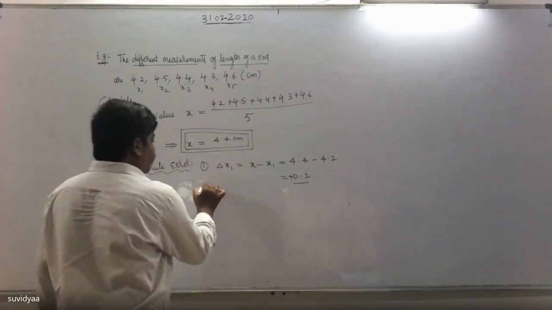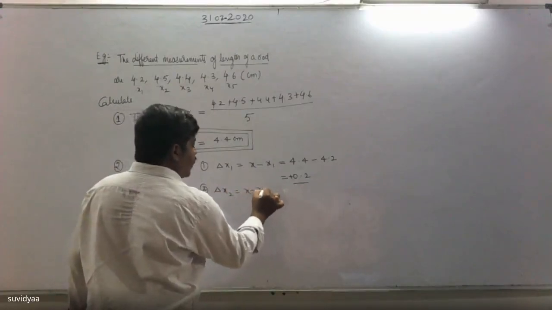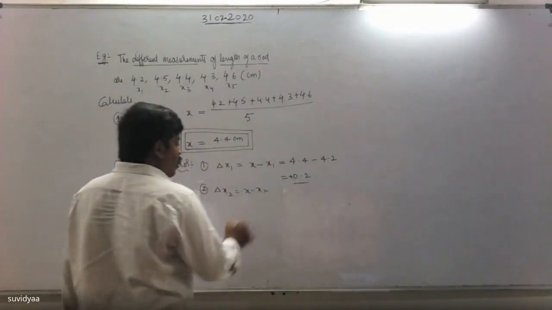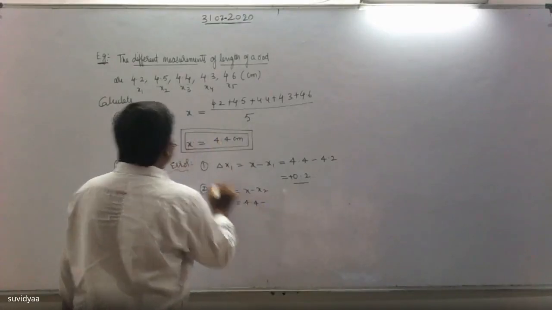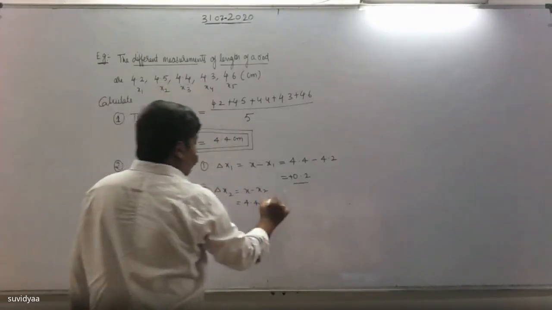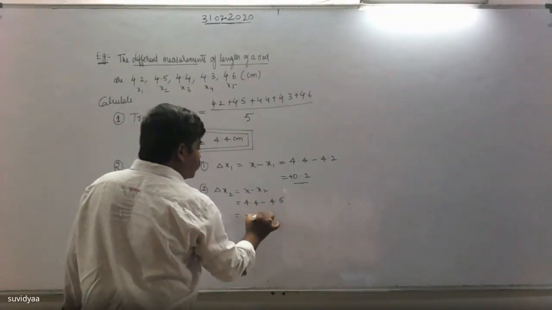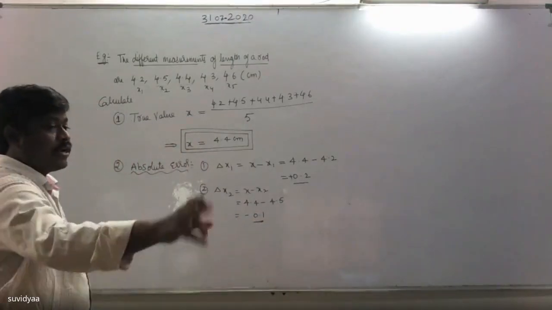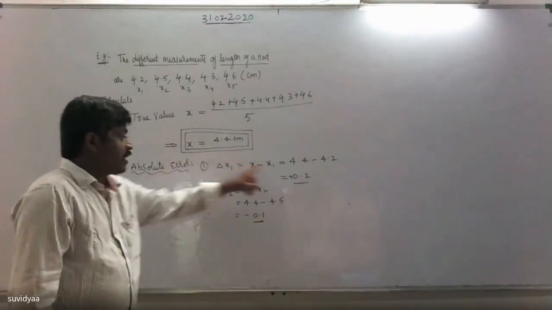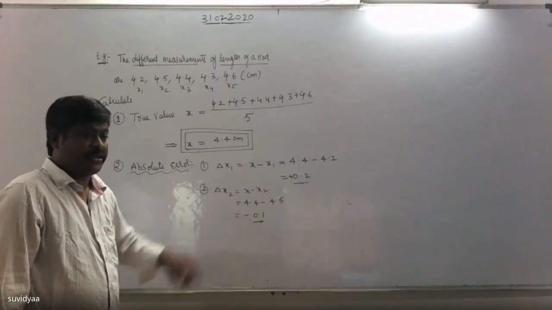Next, the second one, delta x2. The formula is x minus x2. That is equal to 4.4 minus x2, that is 4.5. That is equal to minus 0.1. So it got negative also. That's what I told you. Absolute error can be positive or it can be negative. See, you got negative also.